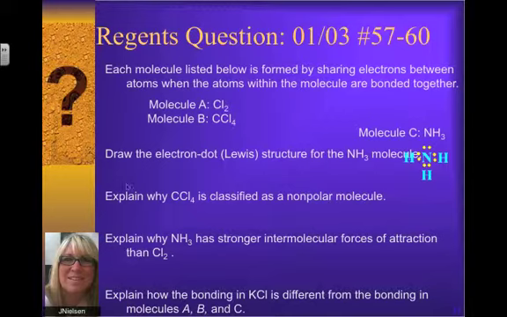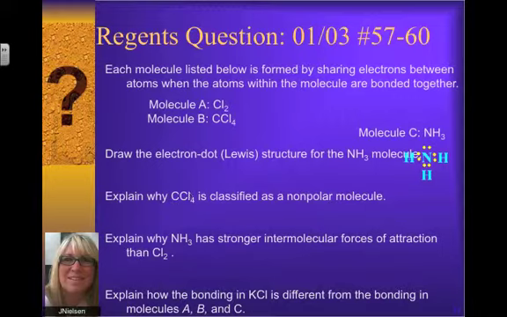All right, so we got some things to do here. Each molecule listed below is formed by sharing of electrons. So we have Cl2 and CCl4. And molecule C is way over here, NH3. So draw the Lewis dot structure for NH3. Well, we've done that already. 5 electrons, 3 H's.